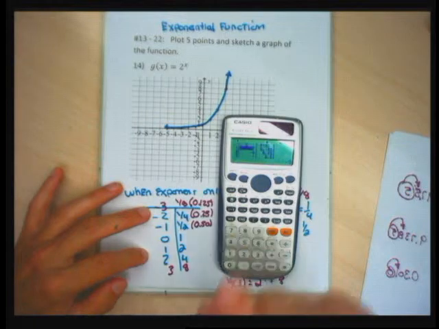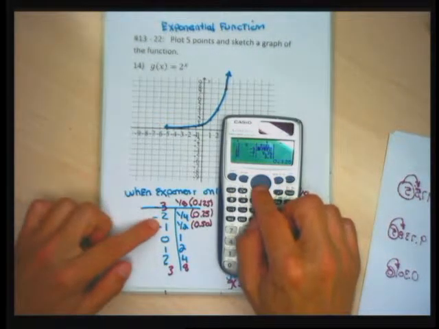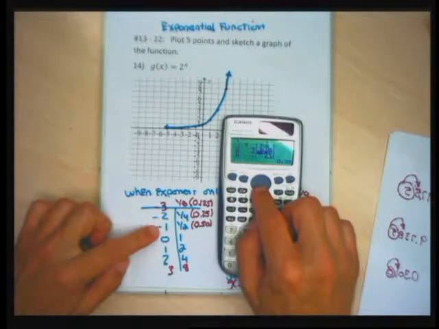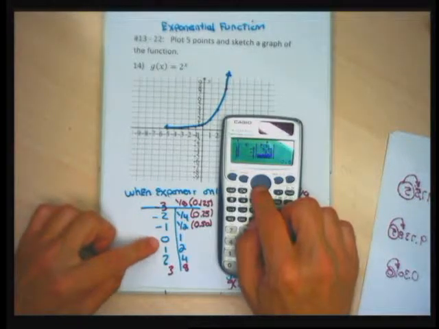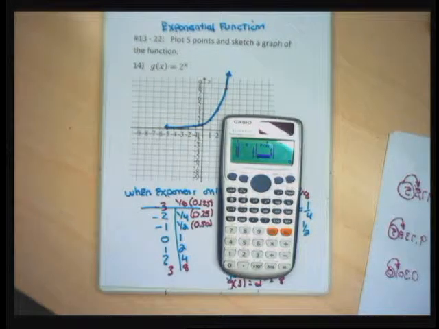So you can see all my points. There's the -3, 1/8, the -2, 1/4, the -1, 1/2, the 0, 1, the 1, 2, the 2, 4, and the 3, 8. I'm very fine with you using your calculator to get the y values, because it's not that hard to do by hand. It's just time consuming to do by hand. So this would be a nice solution for problem 14.